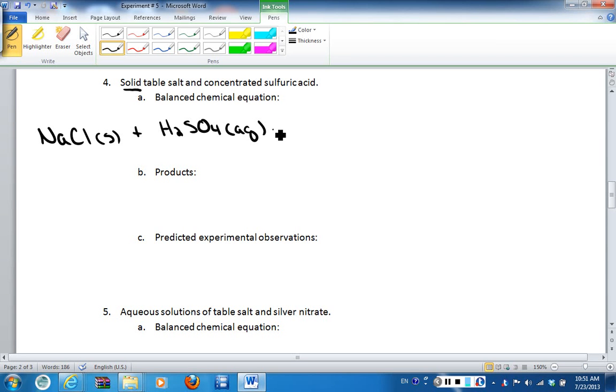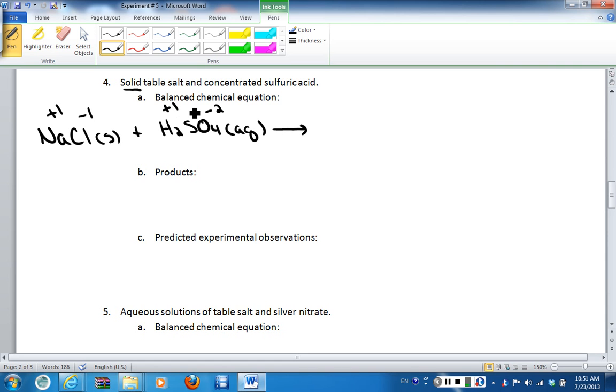So now we need to predict our products. And like we've been doing in the previous 3 examples, prior to predicting our products, we go through and identify what the charges are in our compounds. So for sodium, we know that it's an ionic compound, and sodium has a +1 charge, while chlorine has a -1 charge. In terms of the H2SO4, we know that sulfate, a polyatomic ion, has a -2 charge, and the hydrogens each have a +1 charge.